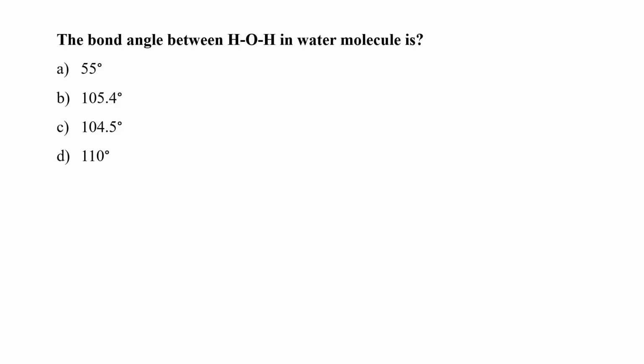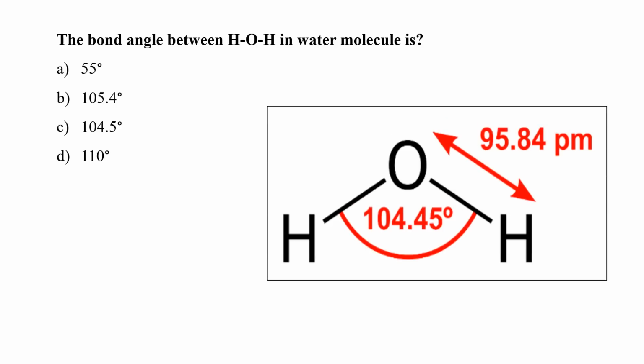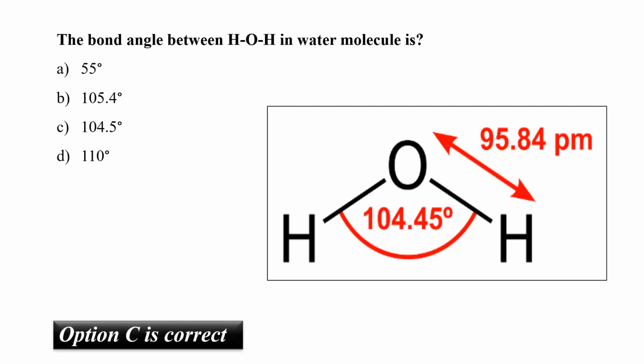ओके, the bond angle between HOH in water molecule is 55 degree, 105.4 degree, 104.5 degree, or 110 degree. If you can see in the diagram, the bond angle in water is 104.5 degree due to the presence of two lone pair of electrons. So option C is the correct answer.